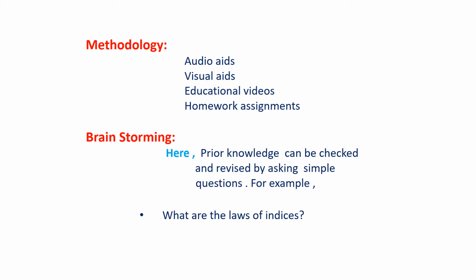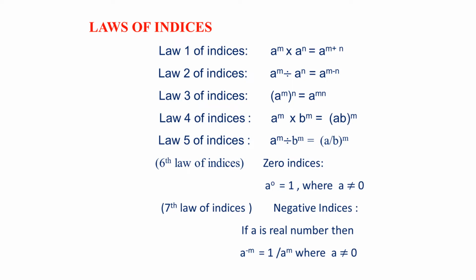Then brainstorming. Here prior knowledge can be checked and revised by asking simple questions. For example, what are the laws of indices? Just to revise the main concepts and ideas, we have written here as the answer the 7 laws of indices. In case of multiplication of same bases, we add up their powers. In case of division of same bases, we subtract their powers, and the power to power rule is defined as a power m whole power n can be written as a power mn, and so on.